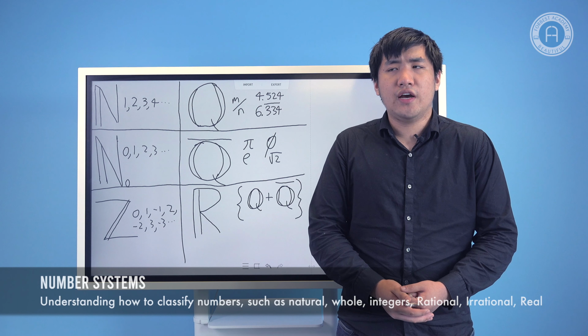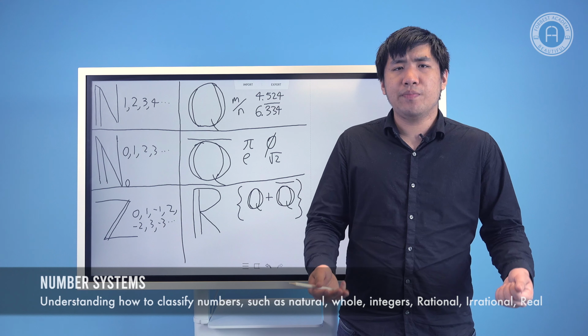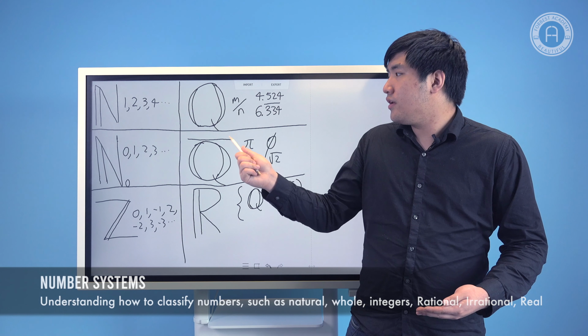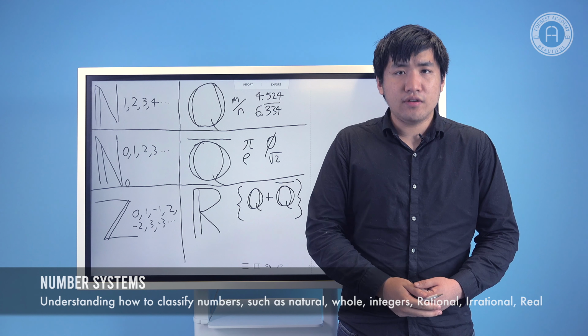Finally, we have R, which represents the real numbers, which is simply a combination of the rational numbers and the irrational numbers. That is it for this video.